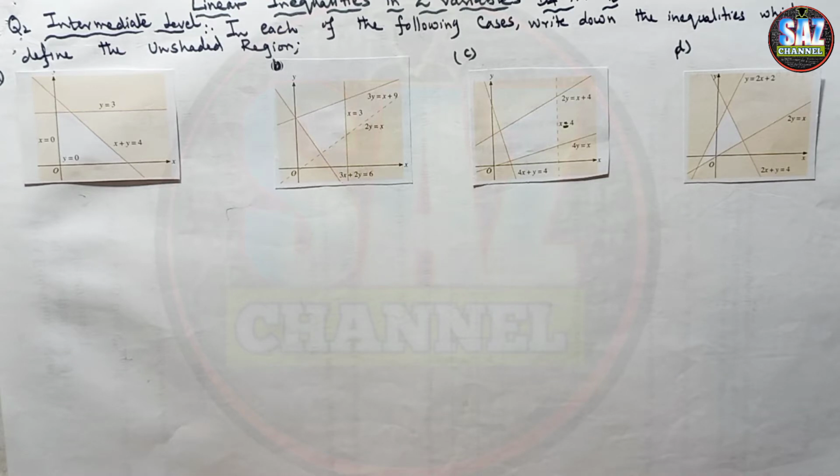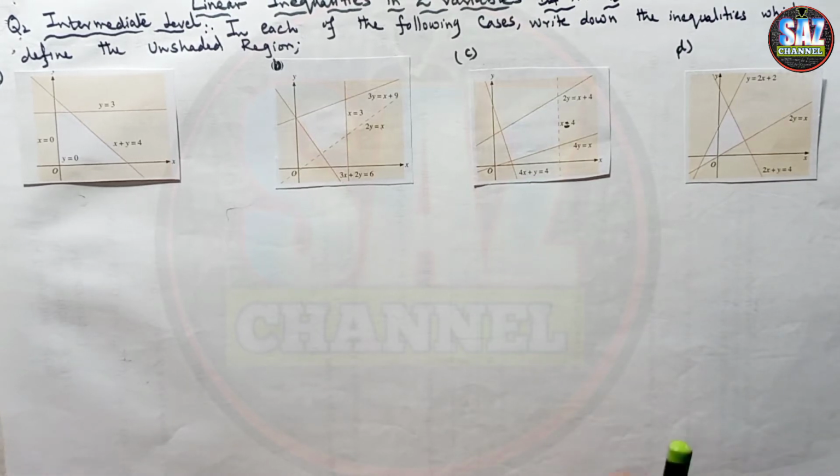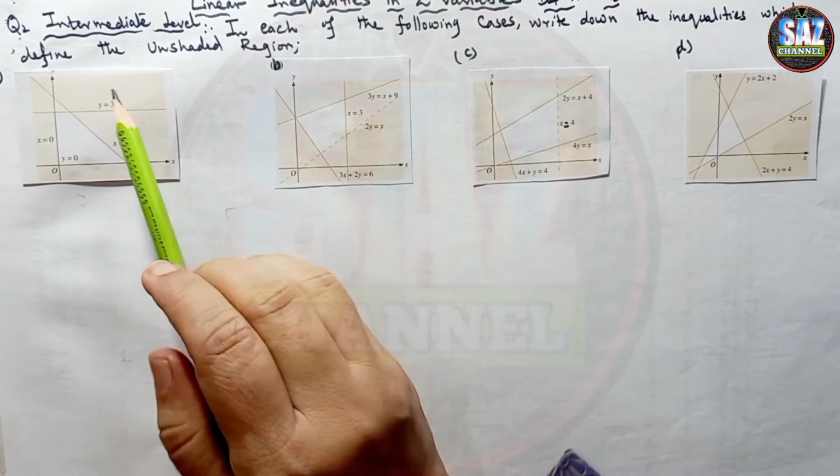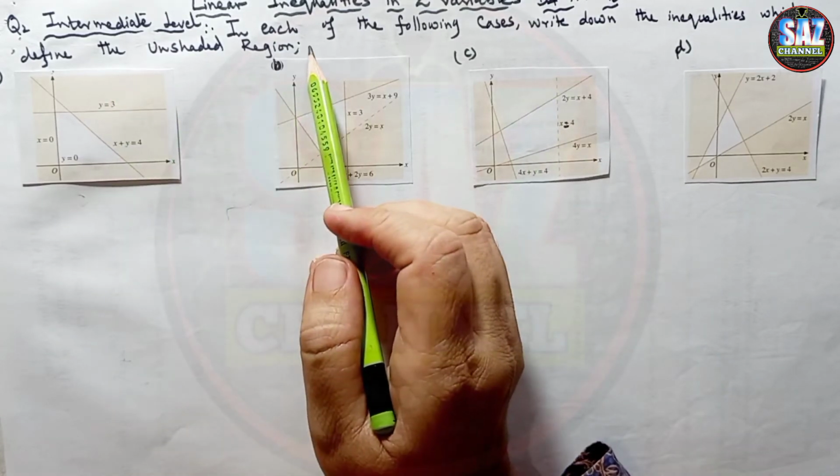This is my 13th lesson of D4 chapter number 1 exercise 1A, that is about linear inequalities in two variables. In this class I will be discussing intermediate level question number 2. Question 2 says, in each of the following cases, write down the inequalities which define the unshaded region.